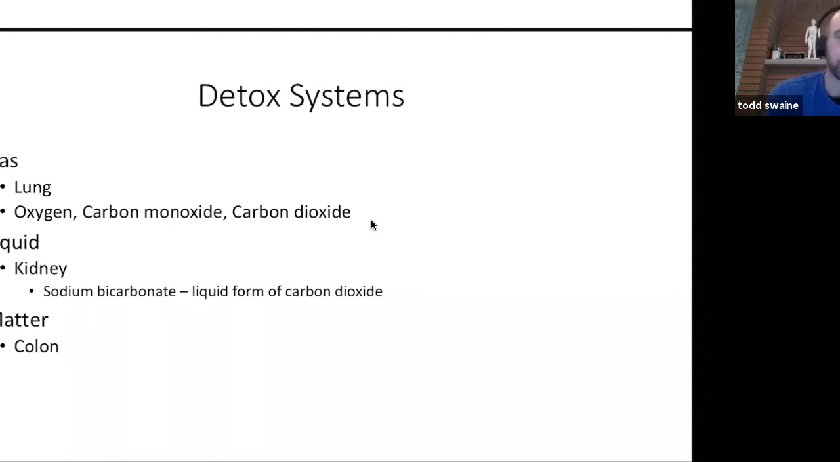And then our colon will excrete matter. But that's just considering, remember, that's where most of our digestion's actually happening. The stomach's just a distribution center to break things down. We have a lot of filters in our body, and digestion happens in other places.